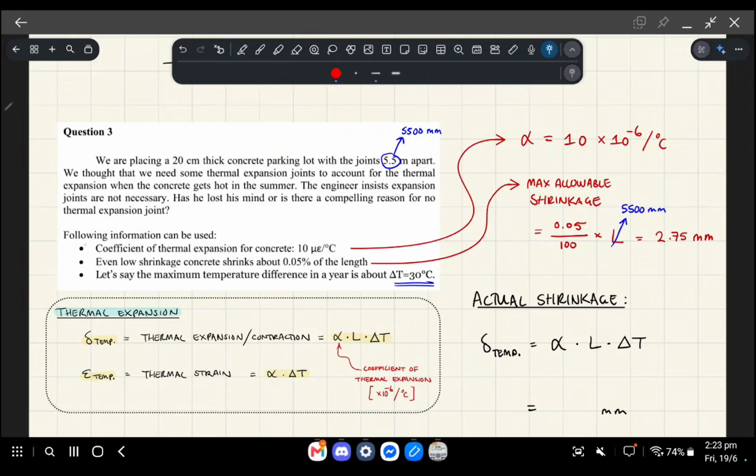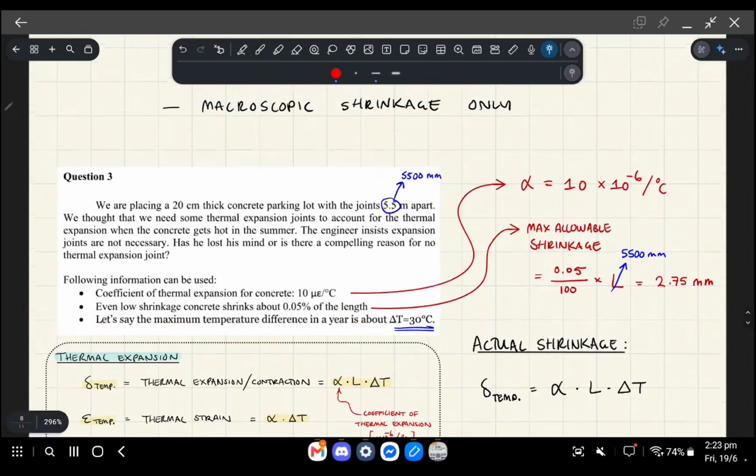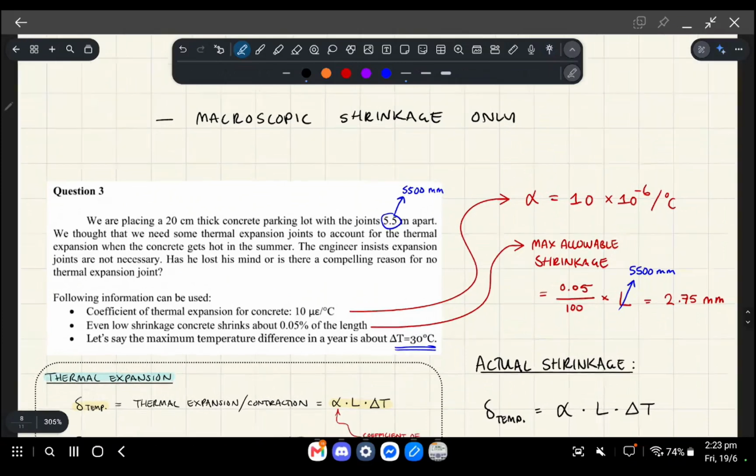The following information can be used. The coefficient of thermal expansion for concrete is 10 microstrains per degree Celsius. I'll explain that in a second. And then it's saying even low shrinkage concrete shrinks at about 0.05% of the length. Let's say the maximum temperature difference in a year is about 30 degrees Celsius. So, let's break this down.